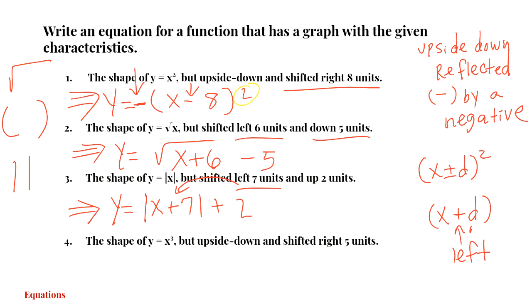Now this one is the shape of a cube, and it's going to the right. So right means that it's a negative inside, and then 5. And then it's upside down, so the negative is in the front.